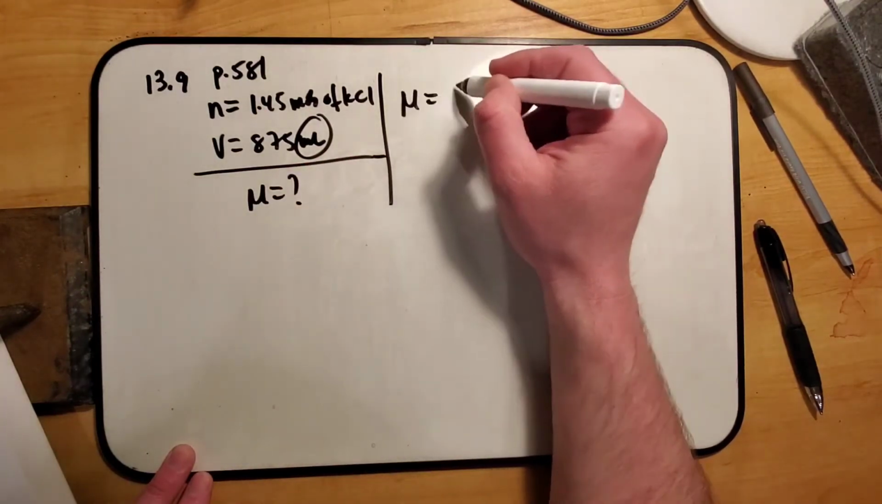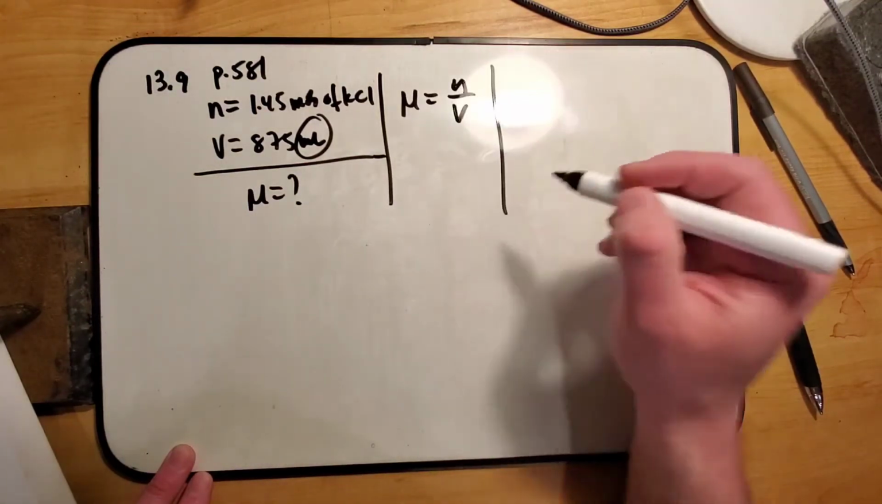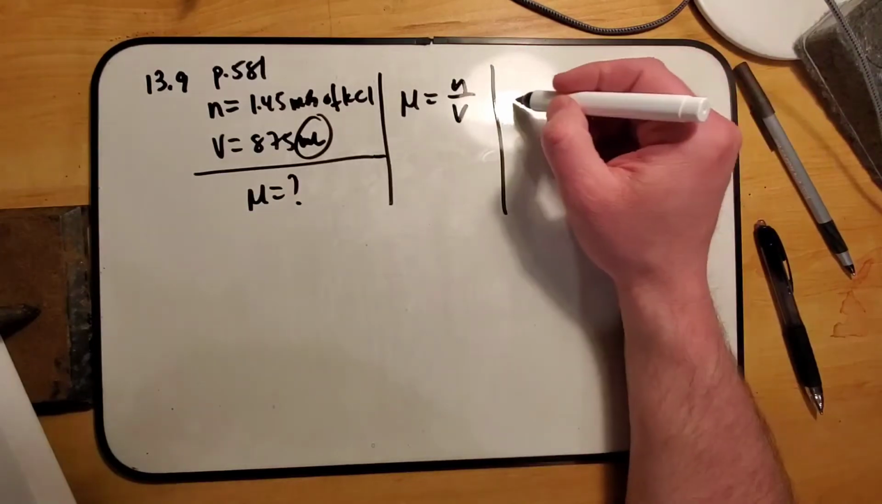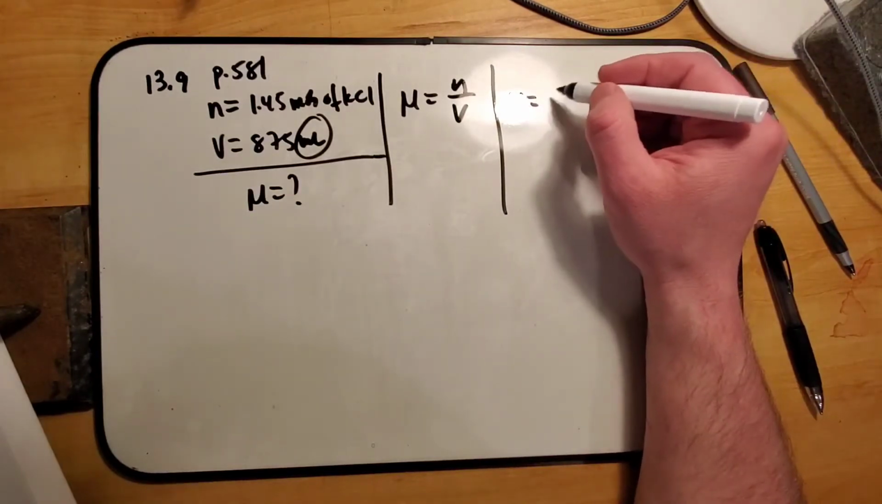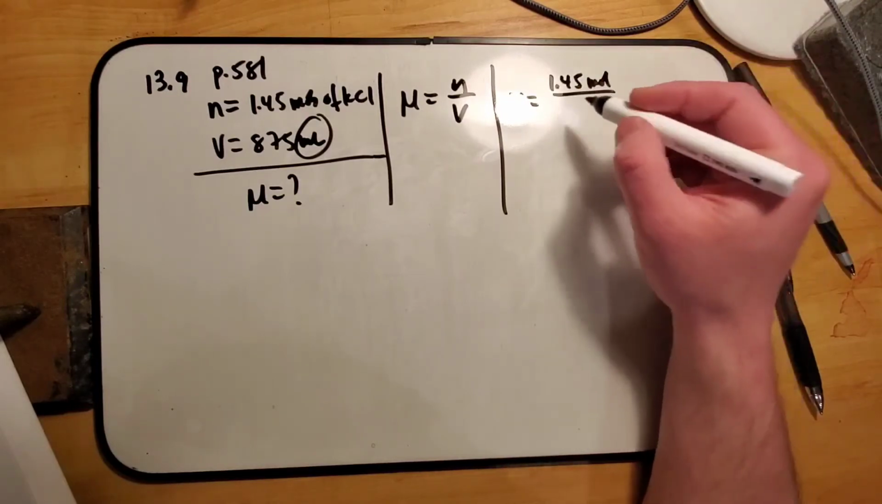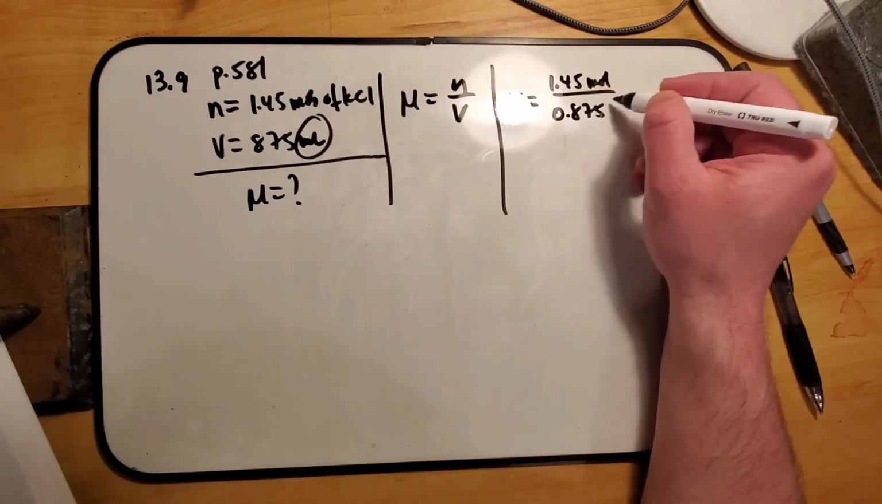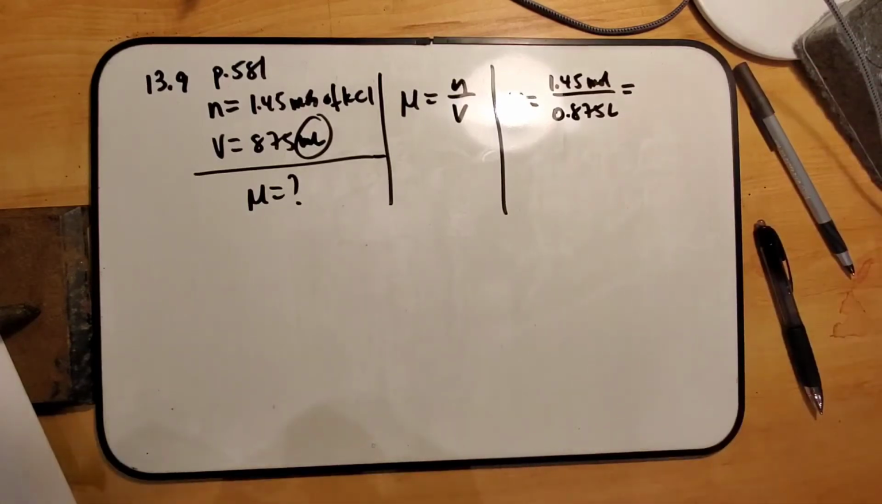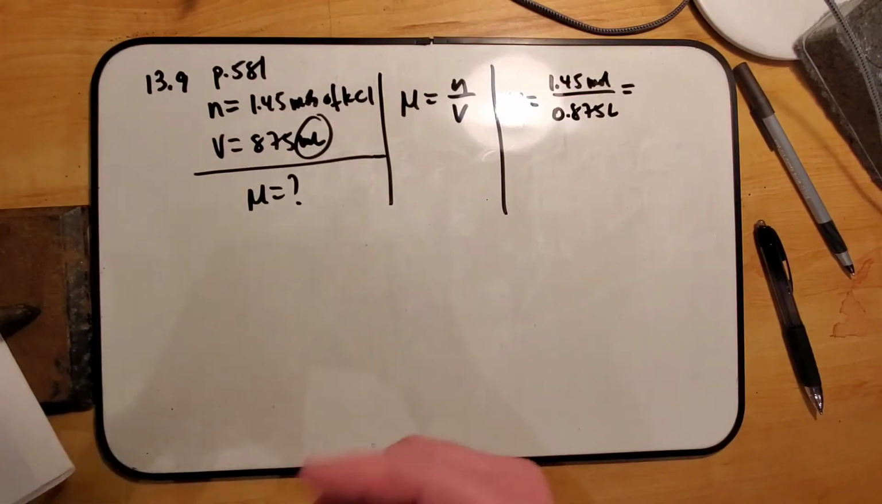And the molarity, of course, I already gave you guys the formula, M is equal to n over V. So M will now be equal to 1.45 moles over 0.875 liters. And again, I just converted the milliliters into liters on the fly. So I need my calculator now. Let me get my calculator to do this operation here.